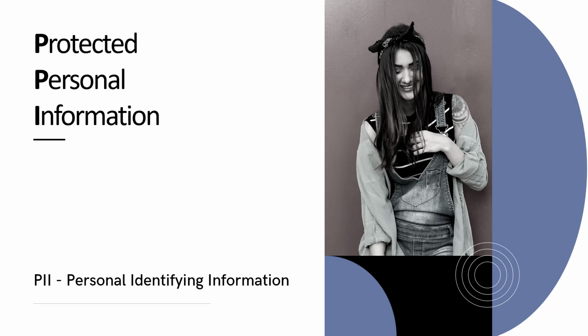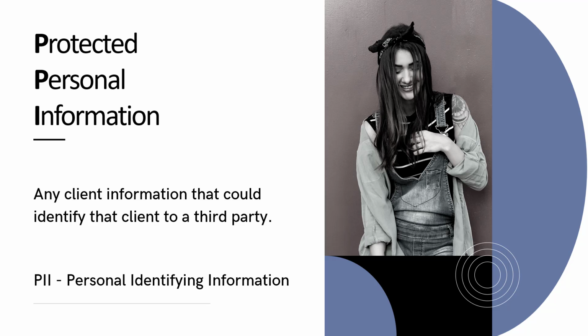PPI stands for Protected Personal Information, and it includes any client information that could identify that client to a third party. You may also hear PII, which stands for Personal Identifying Information. They mean basically the same thing, but HUD documentation uses PPI, so that's what MDHA will use as well.